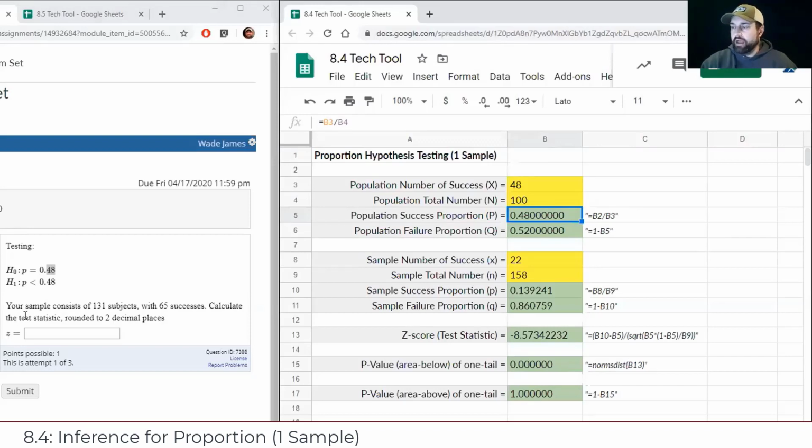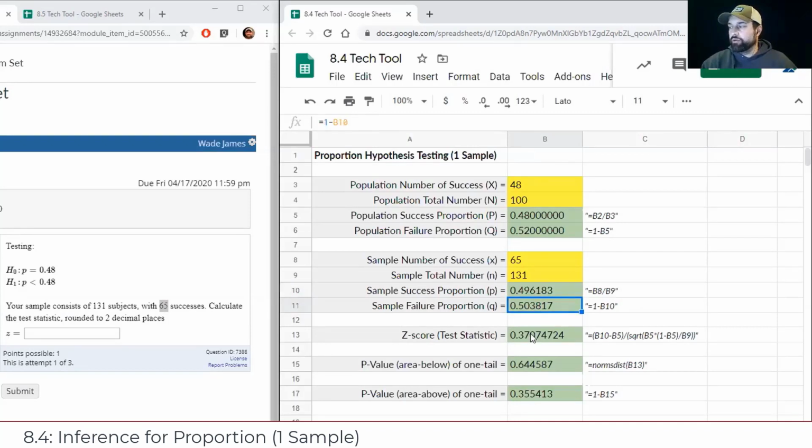Okay, great. And then we go out and we collect the sample of 131 subjects with 65 successes. So 65 is the number of successes. 131 is the number of subjects. And this is our p-value. So we just divide those two numbers, that's p. Our q value is the complement of p. So 1 minus p gives us the q value.